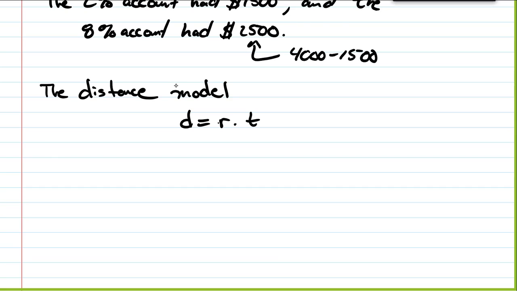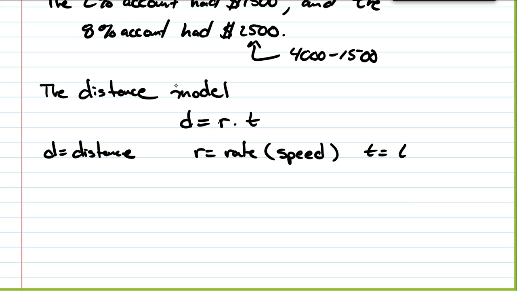So in this model, d is the distance, r is our rate, which is just really our speed, and t is going to be time.